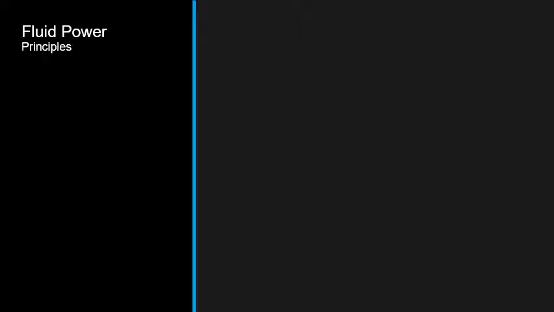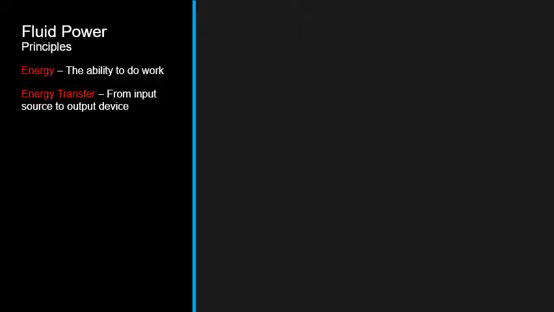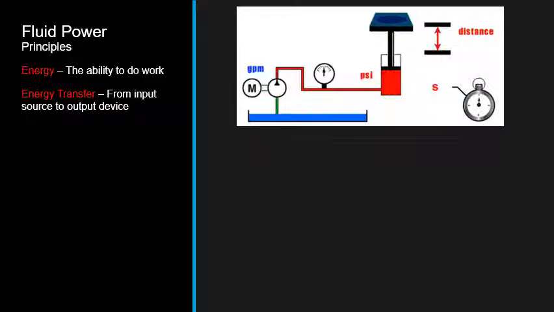Let's start by going over some of the basic principles of fluid power. First, we have energy, which we've studied previously, the ability to do work. And in fluid power, we have an additional concept called energy transfer, which is a cool part of fluid power because it allows us to produce the energy in one location and use it in a different location by transferring it. Here's an example we're going to study a little bit.